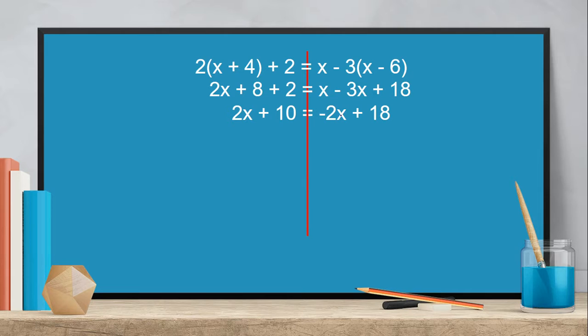There are variables on both sides. Well, which one's the smaller one? The lesser one is this. We're going to add the opposite. Well, the opposite of -2x is a positive 2x. If we do it to one side, we must do it to the other side.